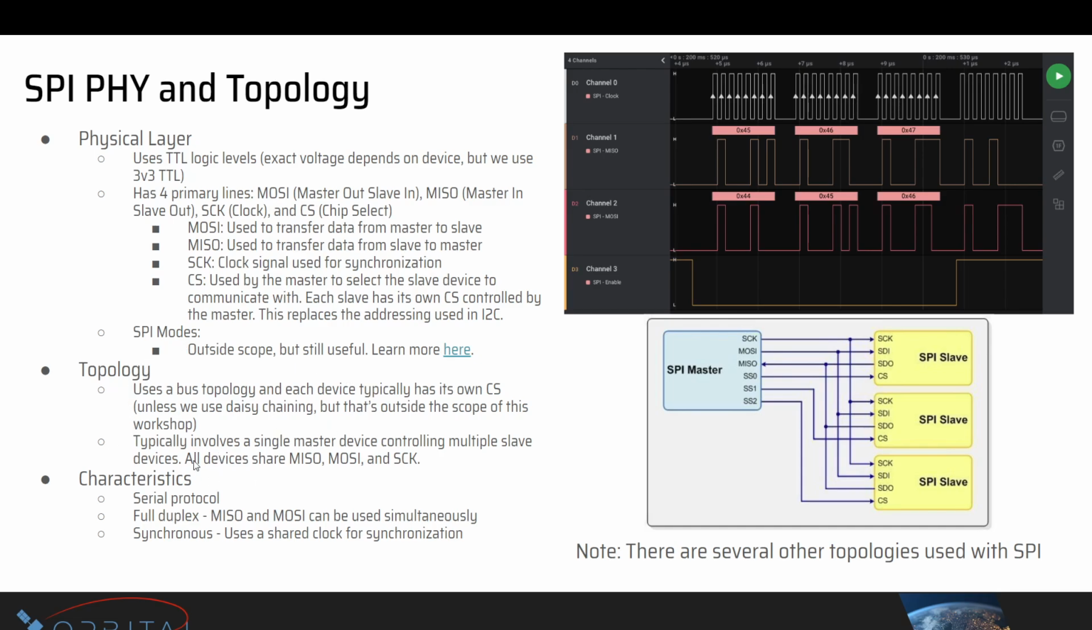And then topology, it usually uses a bus topology with the shared clock, MISO, and MOSI. You can see this in this diagram, this SDI. That should mean slave data in, so that's the same as MOSI, and SDO, slave data out, the same as MISO. So usually the clock, the MOSI, and the MISO will be shared between all of the devices on the bus, but each device will need its own chip select signal, which will be separate.